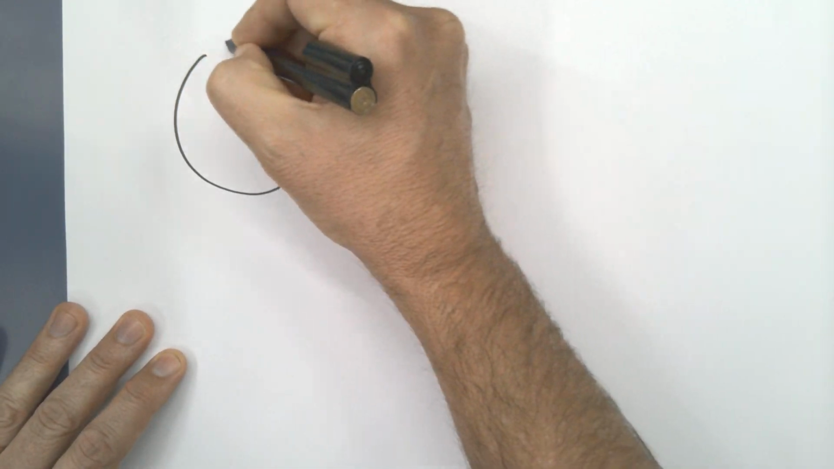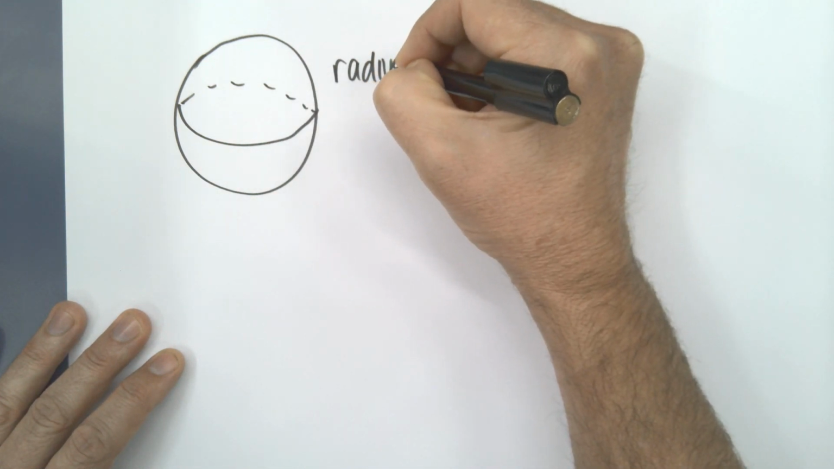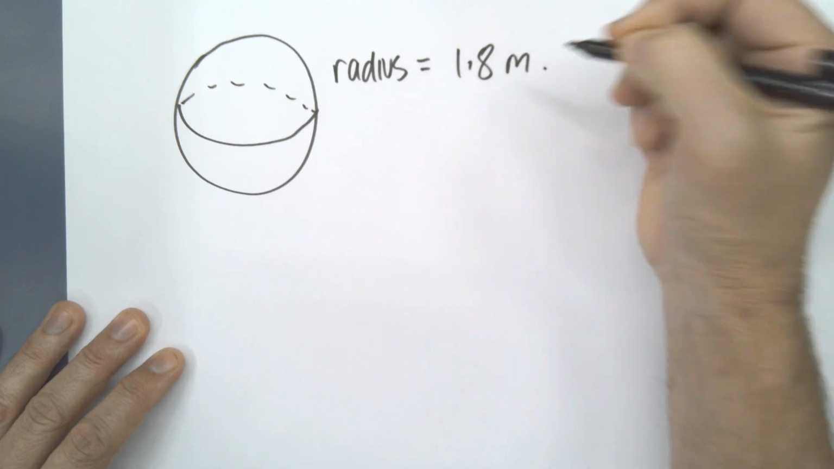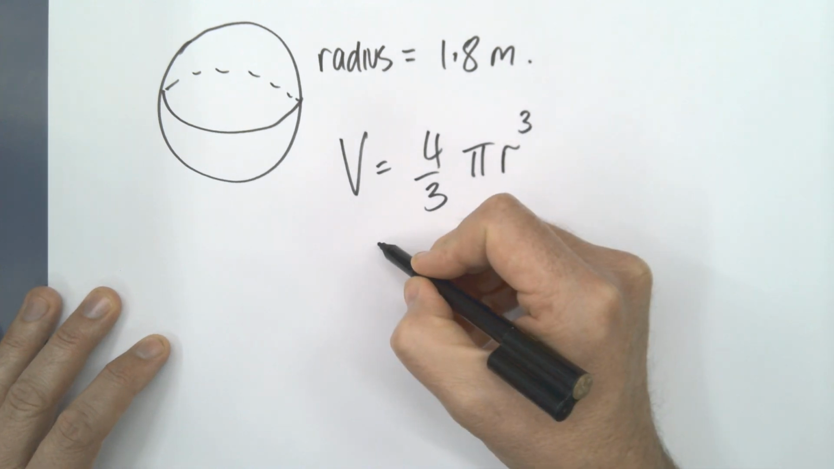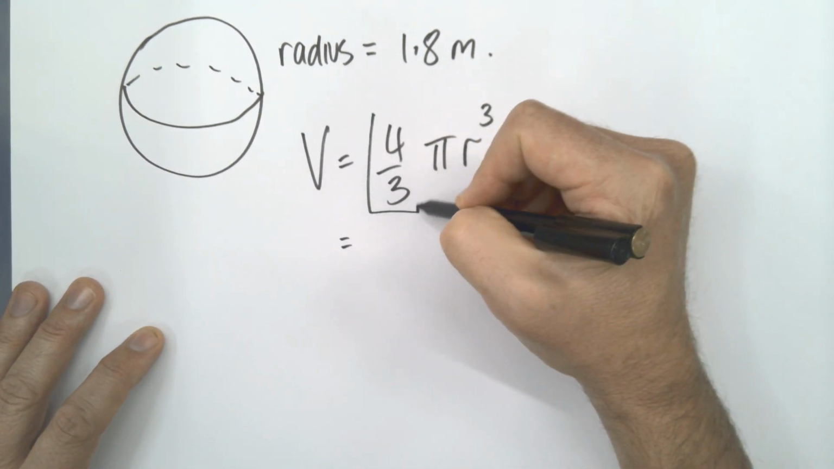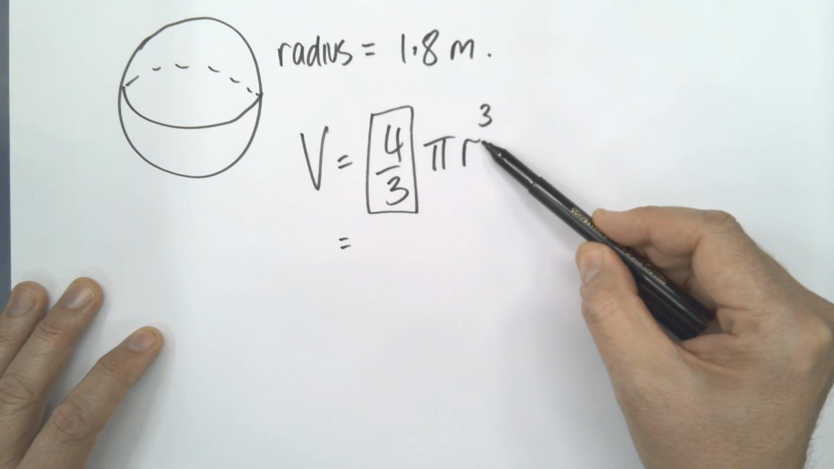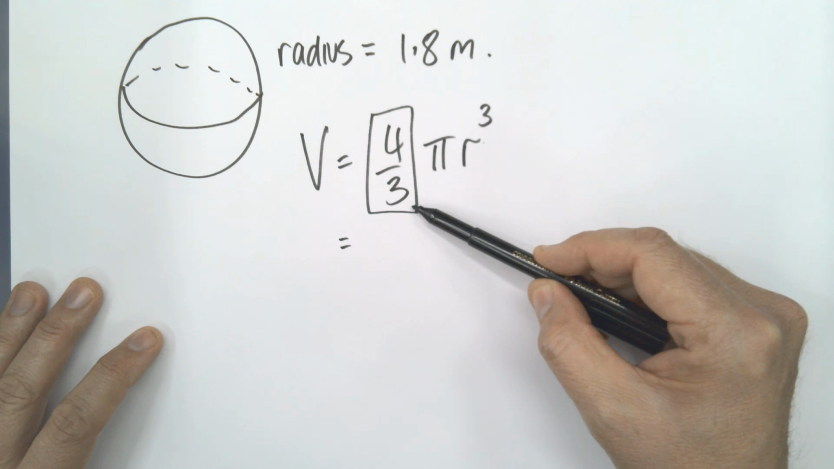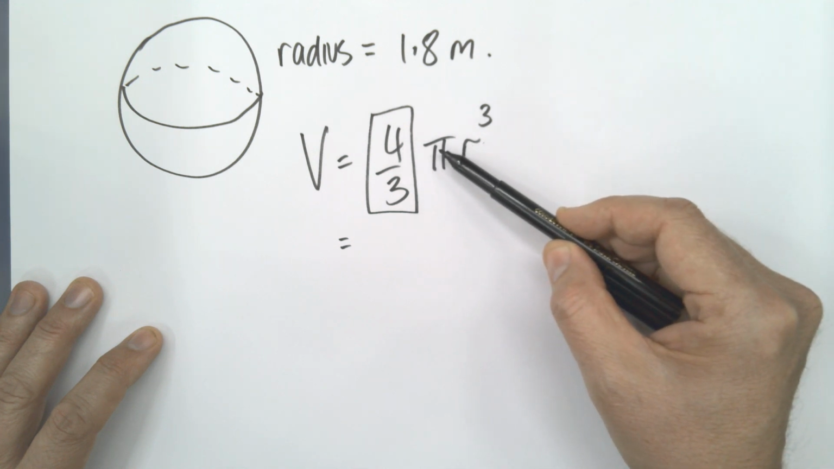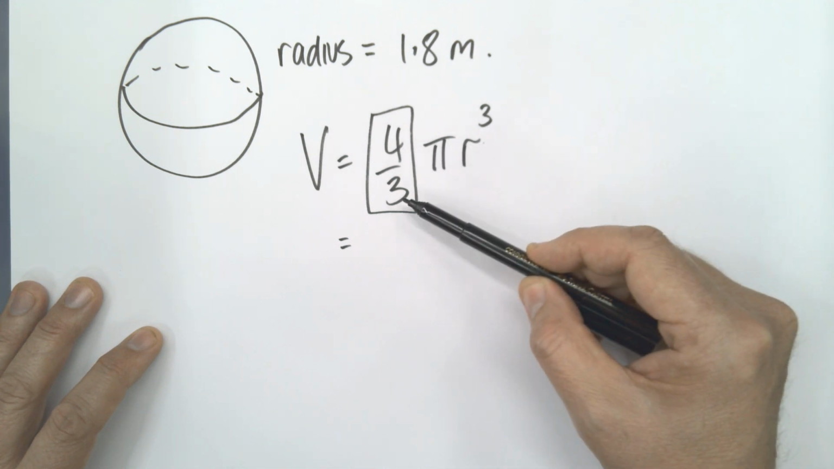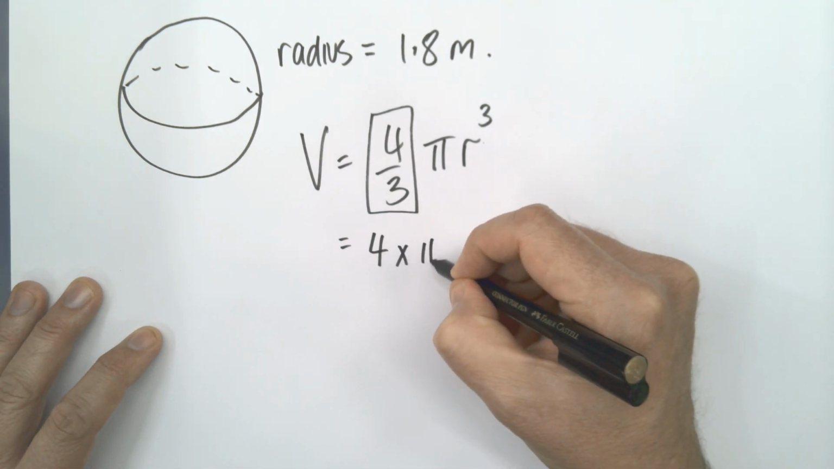Here's a random looking sphere, and let's say the radius is 1.8 meters. The volume is 4/3 pi r cubed. Don't freak out about the 4/3. We're going to multiply by 4 going through, and at the very end divide by 3. That's probably the easiest way to get your head around it. Go 4 by pi by r cubed, then at the end hit divide 3.